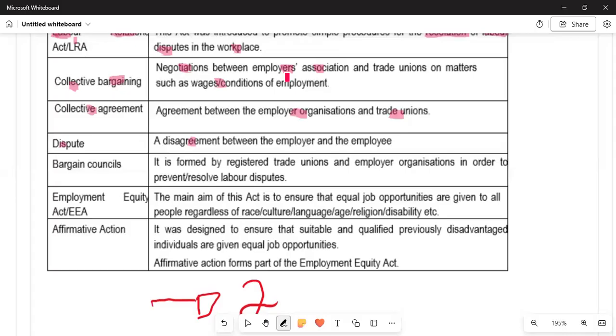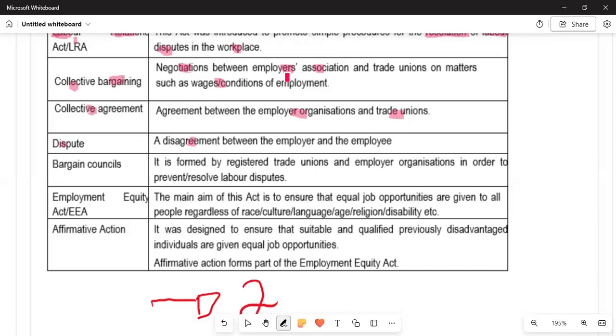The main aim of this act is to ensure that equal job opportunities are given to all employees, to all people, regardless of race, culture, language, age, religion, and disability. So this act is all about equality, regardless of whether you are young or old, white or black. There should be equality at the workplace, whereby every employee is treated equally.